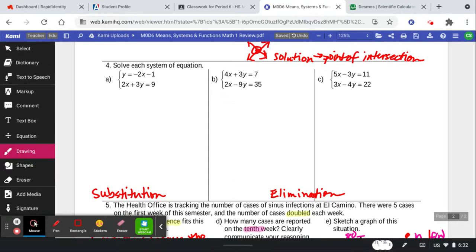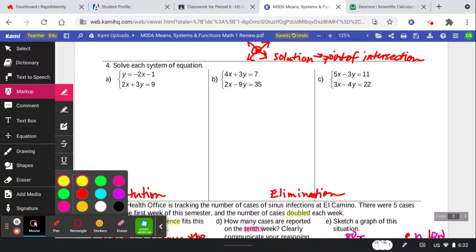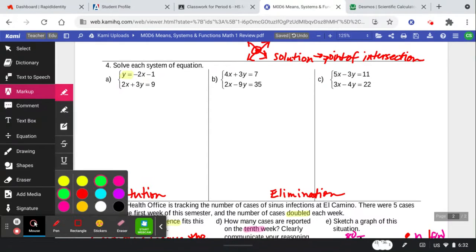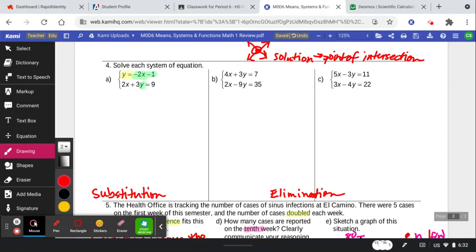So how do I know something's set up nicely for substitution? If I'm given 2 linear equations, just like part A here, and one is already isolated with its variable of y equals, I know that I could easily plug in this entire back part, y equals negative 2x, in for y. So what does substitution mean? It means I'm going to substitute that entire expression in for the variable. I'm going to plug it into the other equation. Here we go. So I get the equation ready.